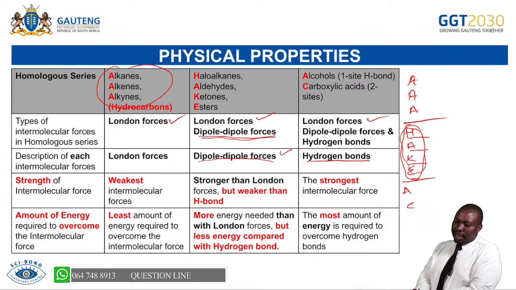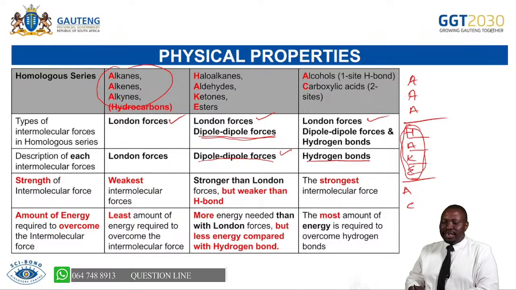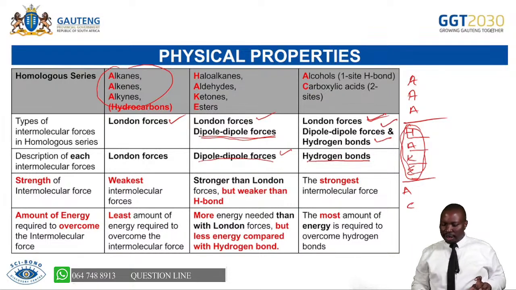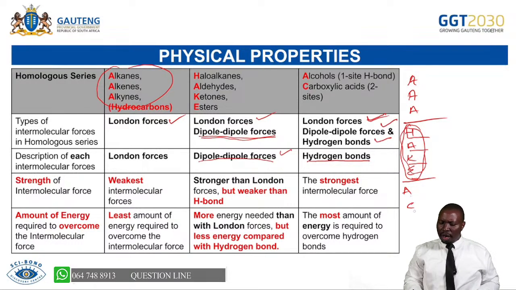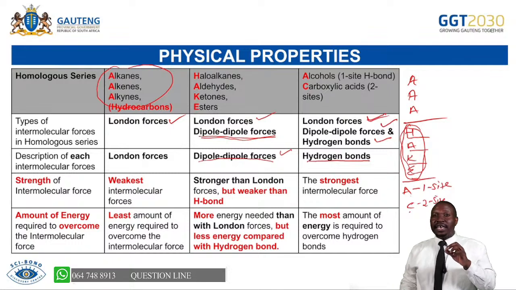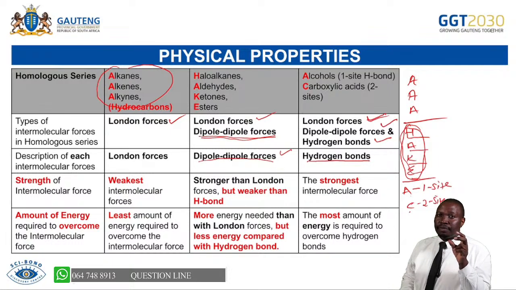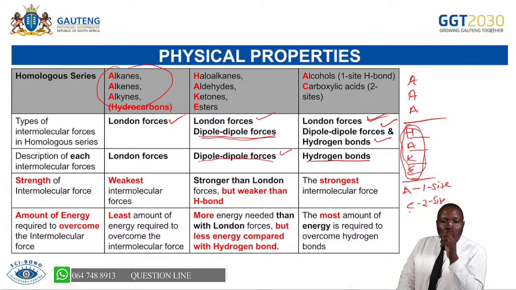The alcohols and carboxylic acids, we're saying they have London forces, dipole forces, and hydrogen bonds. So they have 3. Hence, they are the strongest. When it comes to alcohol and carboxylic acid, alcohol has 1 side of hydrogen bonding, and carboxylic acid has 2 sides, which means carboxylic acid forms 2 hydrogen bonds, and alcohol forms 1 hydrogen bond.